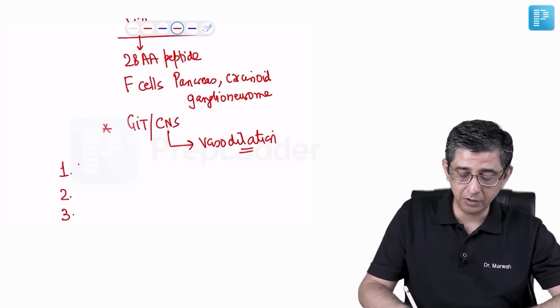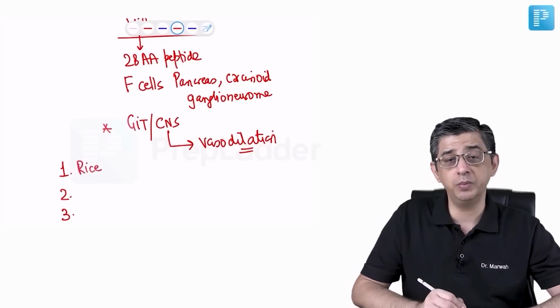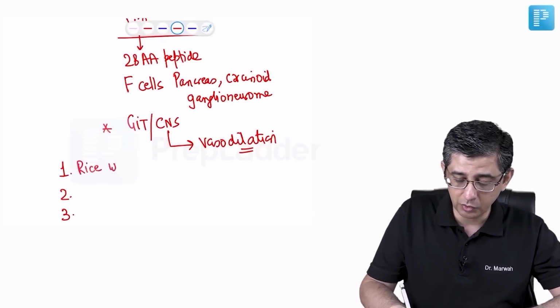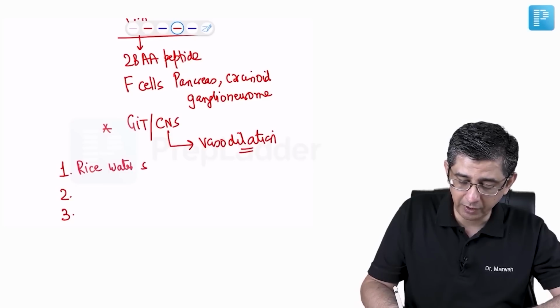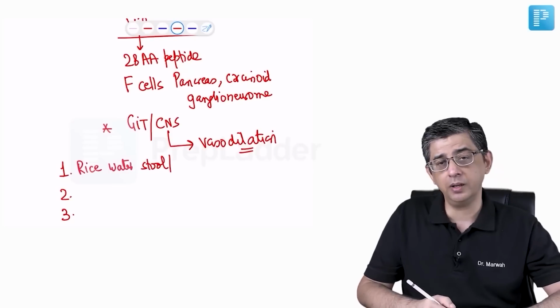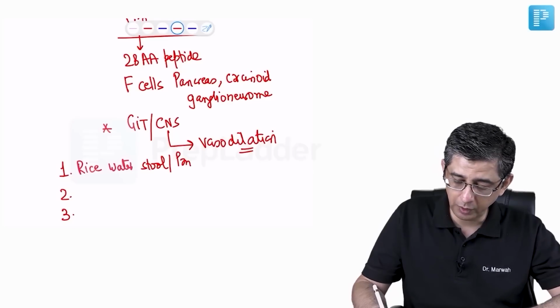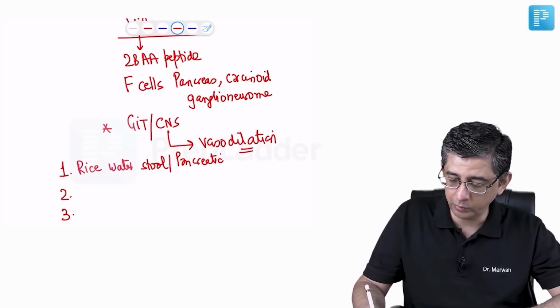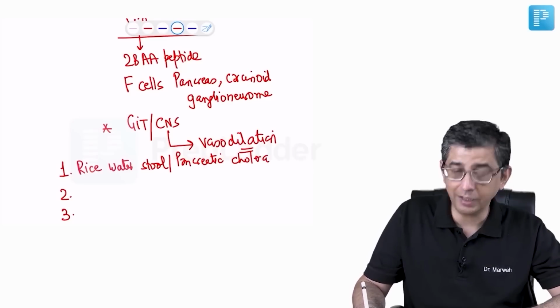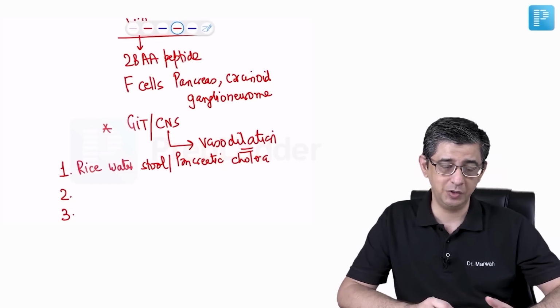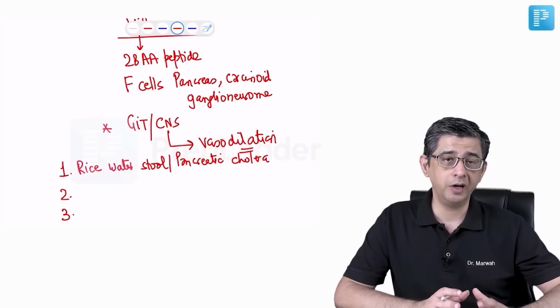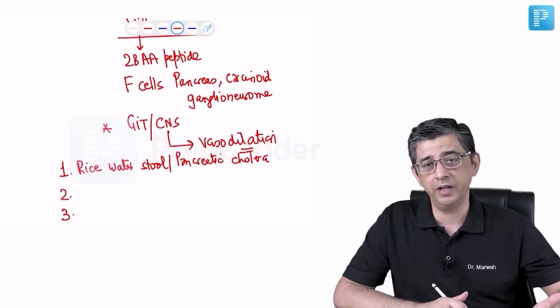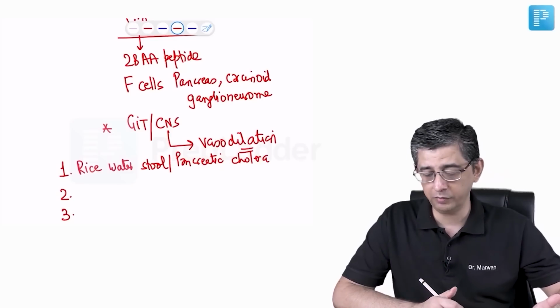The GI manifestation will be that of watery diarrhea, that would be secretory diarrhea in this case. So the consistency of the stool would be rice water stool, just like in a case of cholera. Therefore, the description in the MCQ will most of the time give a hint to you by saying the word pancreatic cholera. That is just to highlight that this is a pancreatic tumor and it is contributing to stool consistency, which would be identical to that you see in a routine case of cholera.